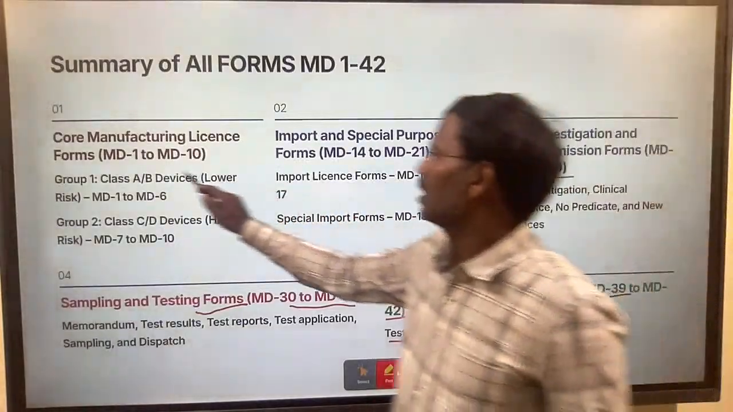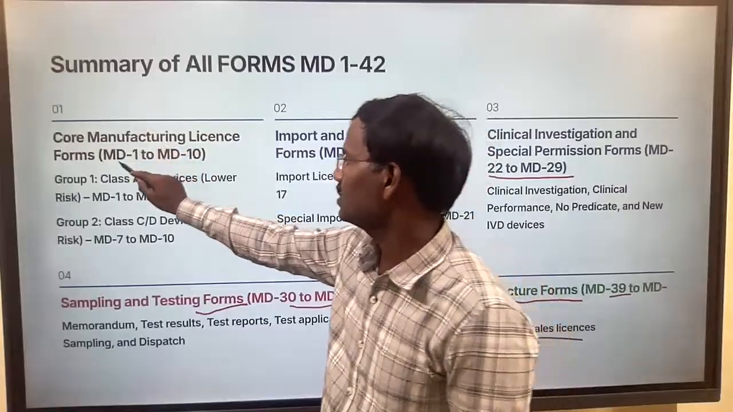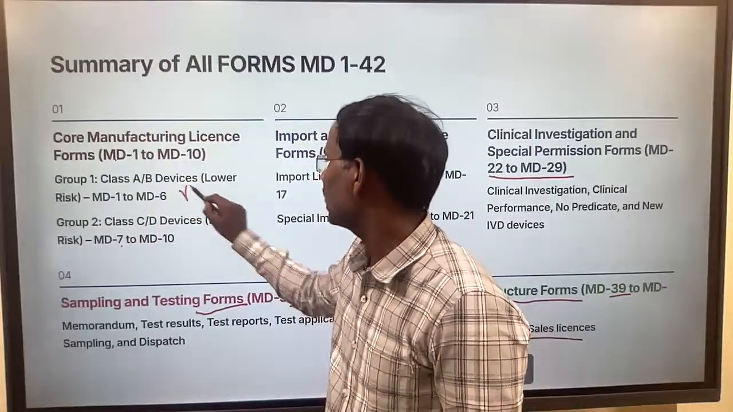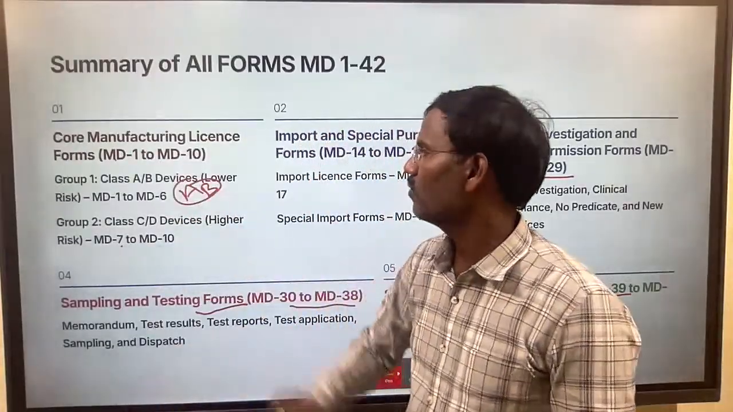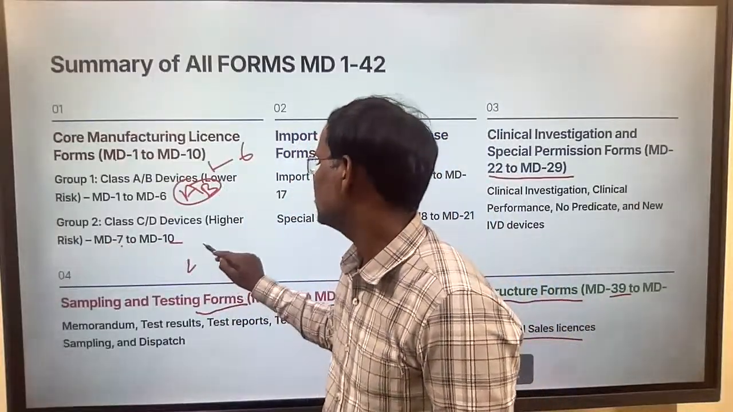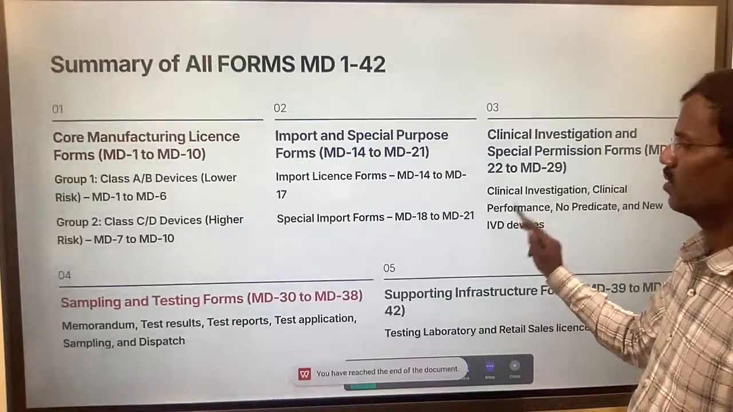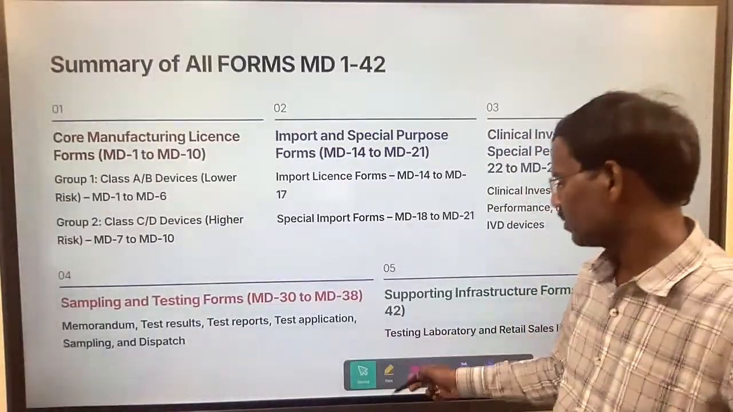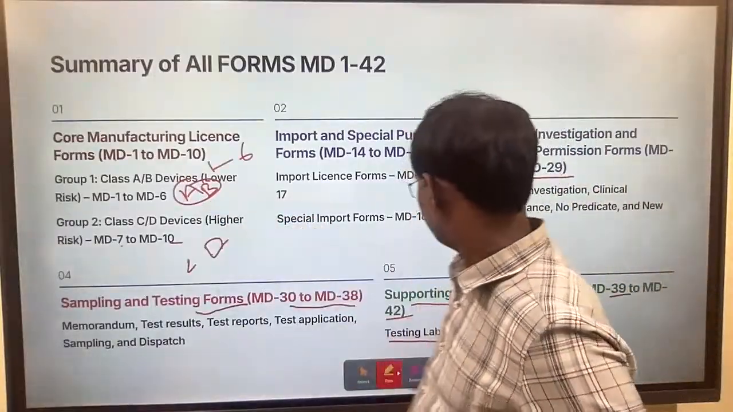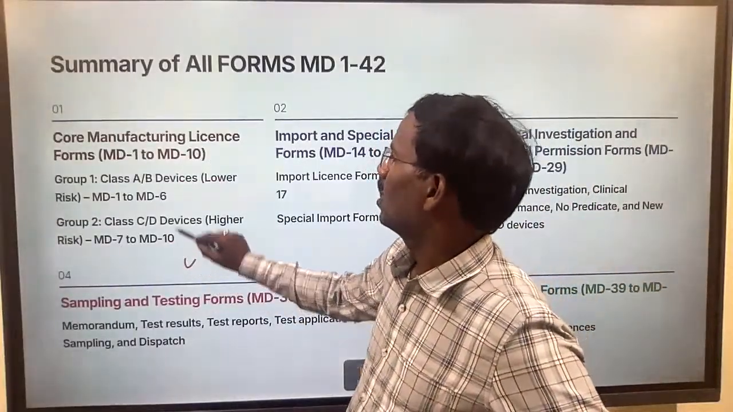Here MD 1 to 10 talks about the core manufacturing license. MD 1 to 6 talks about A and B, the lower risk devices. Then 7 to 10 talks about C and D. There is a classification of devices, which is in a separate slide, and I'll show it in the next video. So 1 to 6 is A and B, and 7 to 10 is C and D devices manufacturing license.